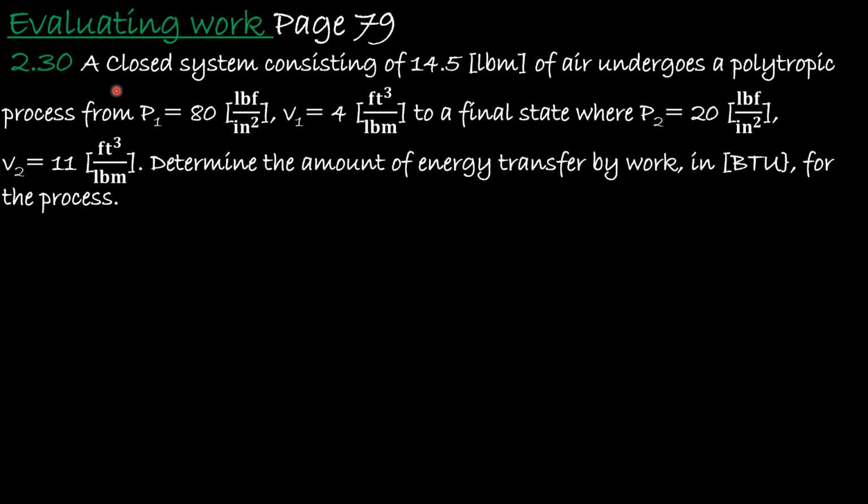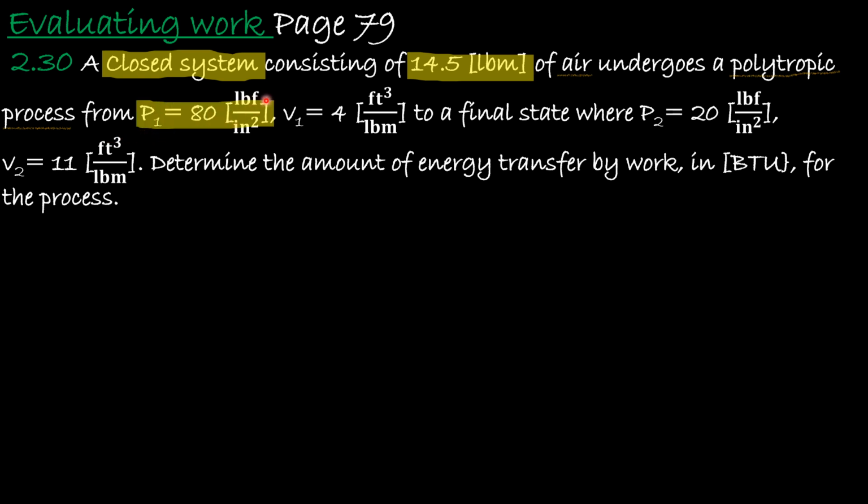So problem 2.3. Here we're told that we are dealing with a closed system. So what does a closed system mean? Closed system means that the mass doesn't change. Consisting of 14.5 pound mass of air undergoing a polytropic process from pressure 1, 80 pound force over inch squared, and volume 1, 4 feet cube over pound mass, to a final state where P sub 2 is equal to 20 pound force over inch squared and volume 2, 11 feet cube over pound mass.